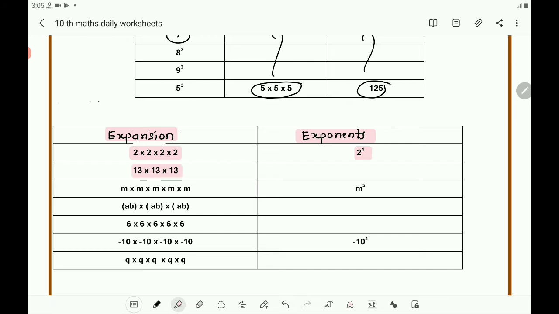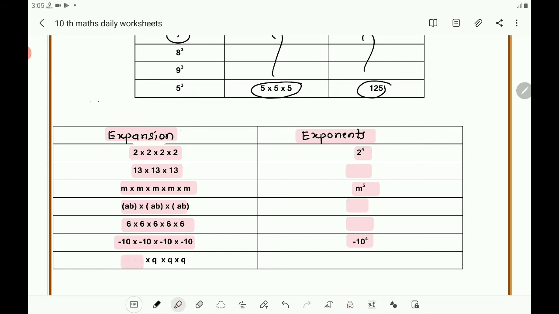13 into 13 into 13. You write 13 power what? M into M into M into M into M. It is M power 5. AB into AB into AB. So you write AB whole power what? 6 into 6 into 6 into 6, 6 power what? Minus 10 into minus 10 into minus 10 into minus 10. It is minus 10 power 4.